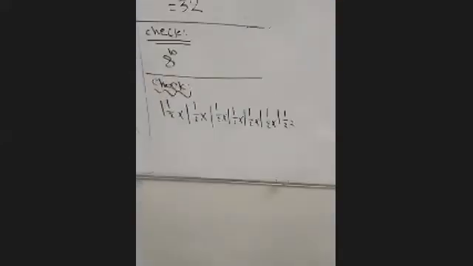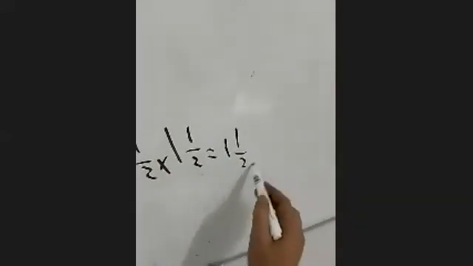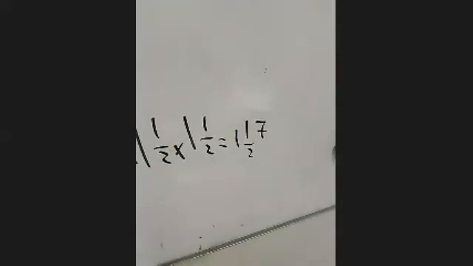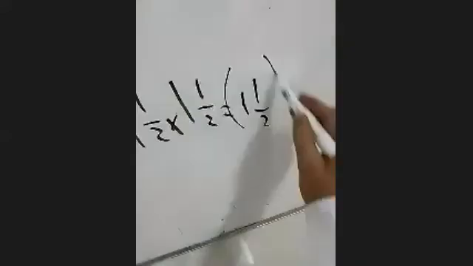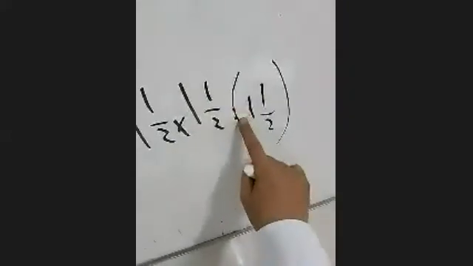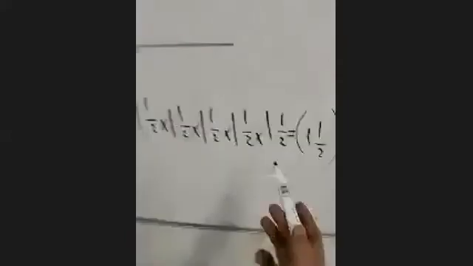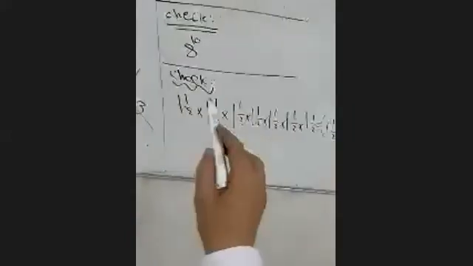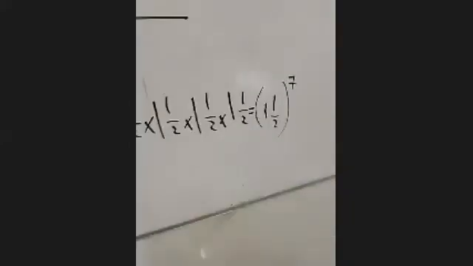Ammar. Yes, Mister. What will we do here with powers? 1 and 1 over 2 power 7. First we put brackets around it. Brackets, guys. The brackets are important here. And we count 1, 2, 3, 4, 5, 6, 7. We put 7 up to the right like this.